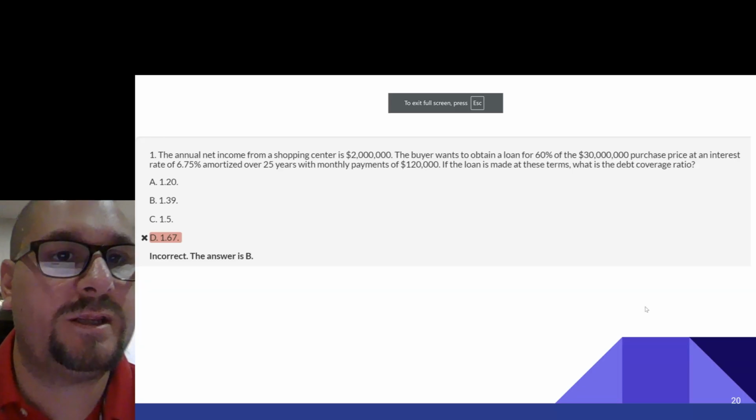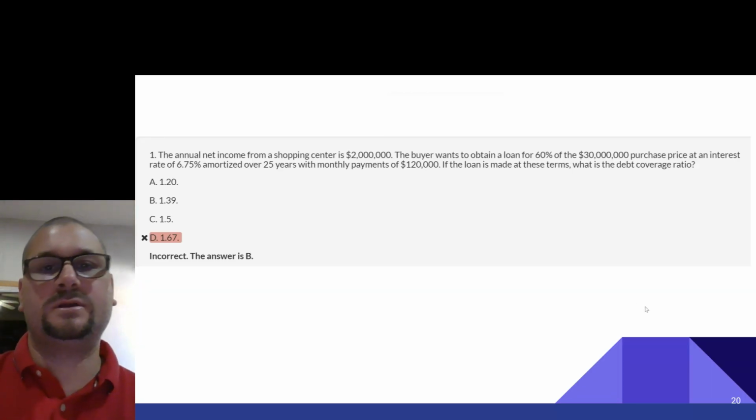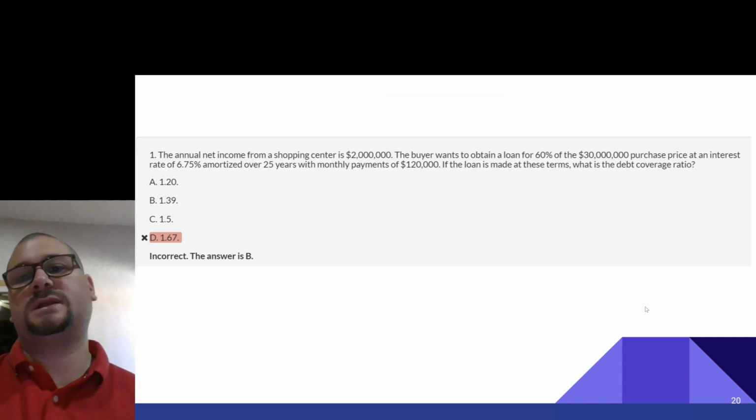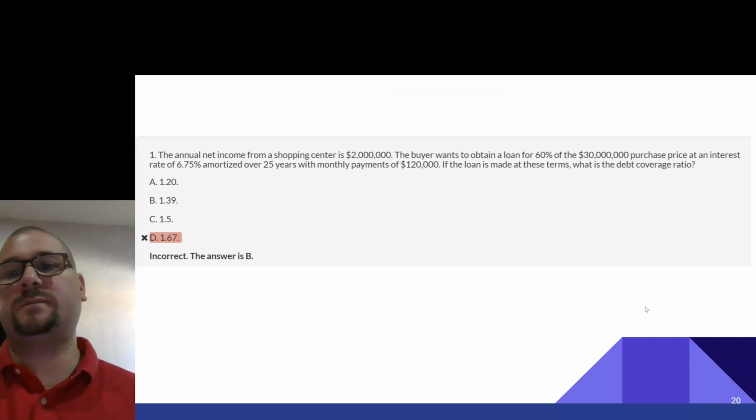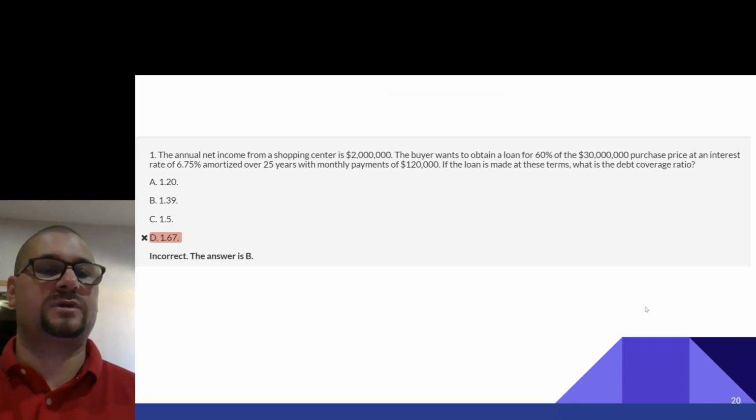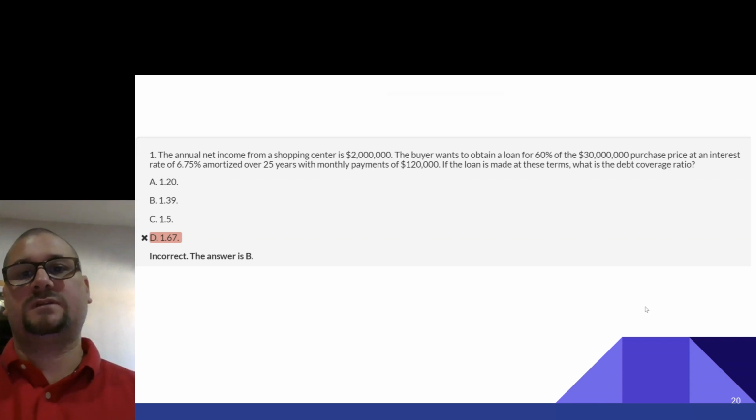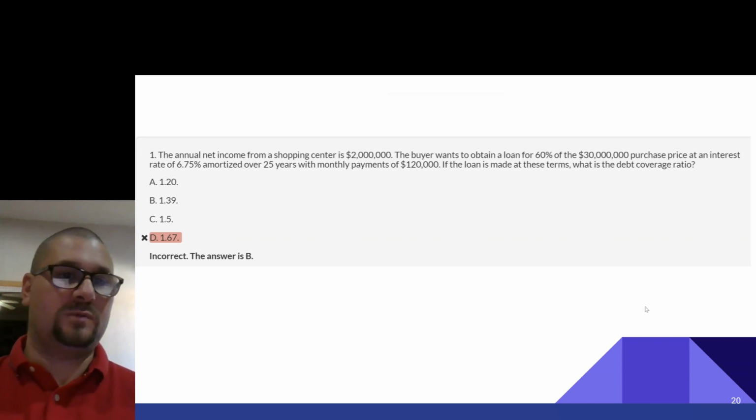Okay, so the annual net income from a shopping center is 2 million. The buyer wants to obtain a loan for 60% of the 30 million purchase price at an interest rate of 6.75%, amortized over 25 years, with monthly payments of 120,000. The loan is made at these terms. What is the debt coverage ratio? It is Bravo, 1.39.